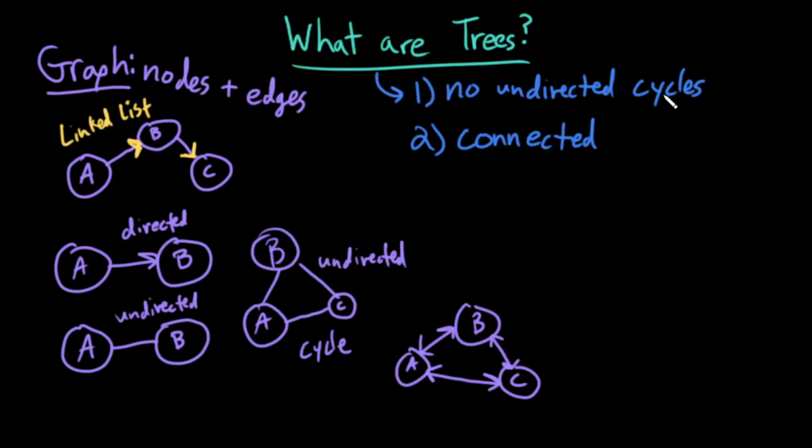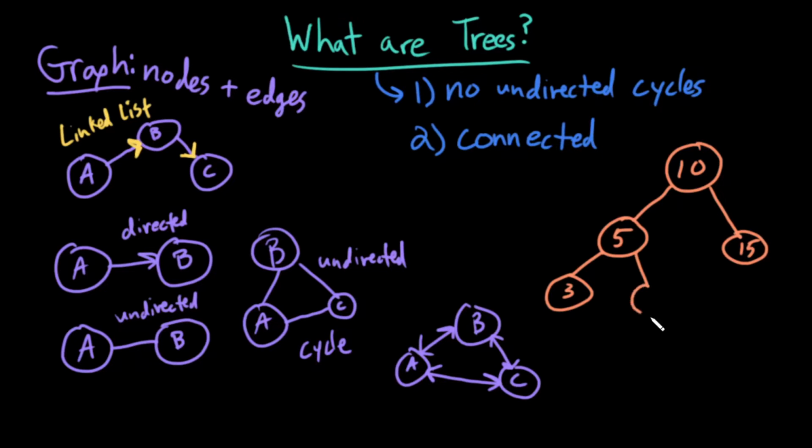Basically, if I had a tree that was an undirected graph, there should be some path from any node to any other node. So let's actually maybe take a look at an example of a tree, and that'll make it a little more clear. So here I have a tree that maybe I have 10, here I have 5, and then like 15, 3, 7, maybe this is 13, and let's say this is 20. I just arbitrarily pick these numbers.